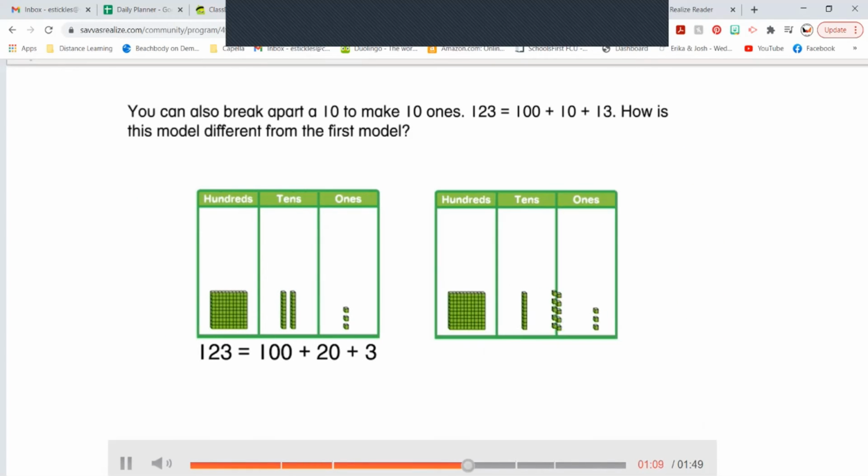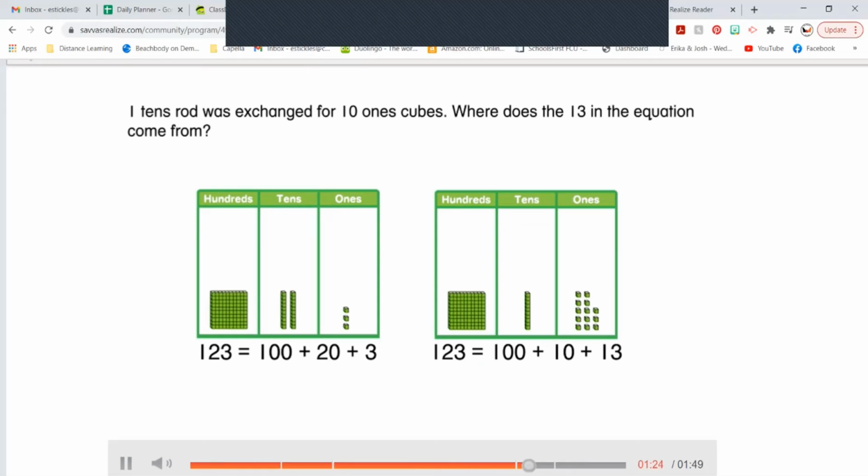You can also break apart a 10 to make 10 ones. 123 equals 100 plus 10 plus 13. How is this model different from the first model? It's different from the first model because in this model we have 1 ten and 13 ones instead of 2 tens and 3 ones. 1 tens rod was exchanged for 10 ones cubes.